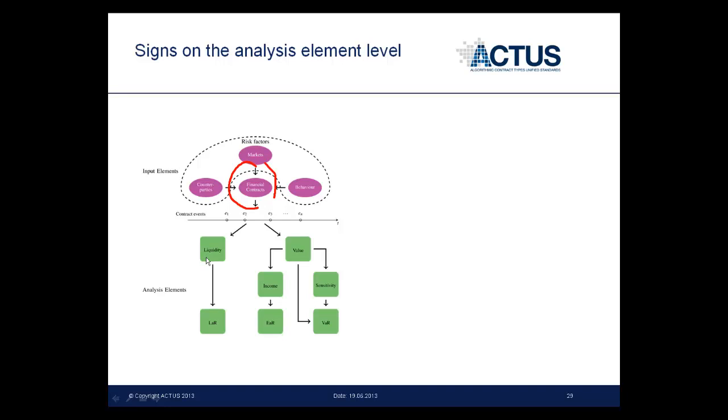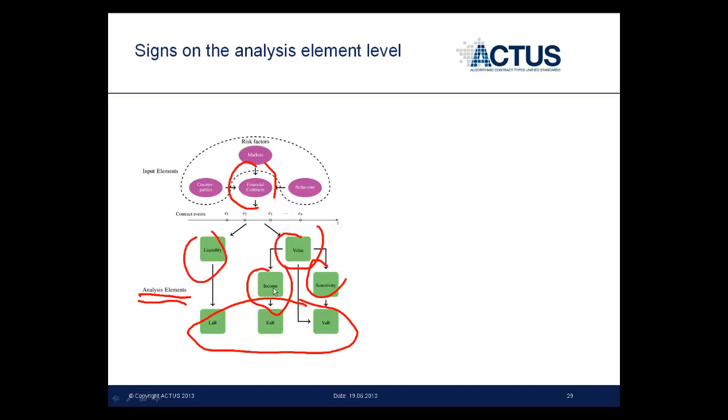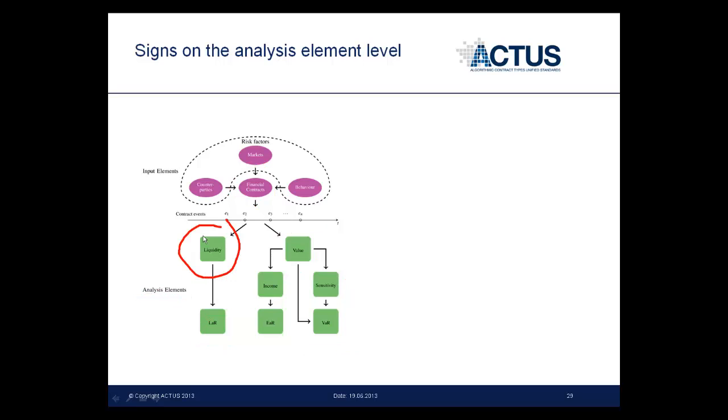This is not yet the end of the story. The final report consumed by the management, however, will be rather on the analysis elements level. They will look at value, income, liquidity, for sure, maybe sensitivity, maybe risk. What about signs on this level? Liquidity is simple, since it is directly linked to cash flows, where we said already that an inflow is positive and an outflow negative. This corresponds also with the common feeling. All liquidity numbers I have seen so far follow these rules.